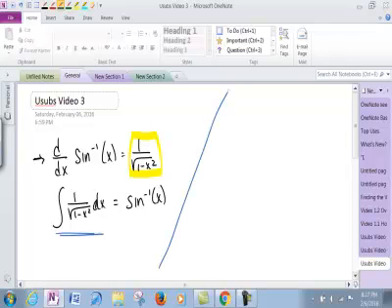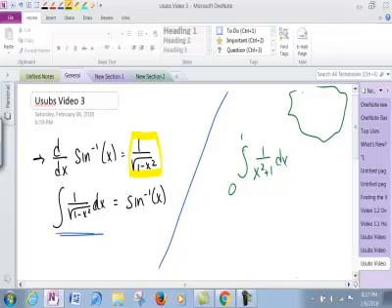Let's look at a definite integral. What about if you have the definite integral from 0 to 1 of 1 over x squared plus 1 dx? You would remember that when you took the derivative of the inverse tan of x, you got 1 over x squared plus 1. So with that in mind, this is nothing more than the inverse tan of x evaluated at 0 and 1.